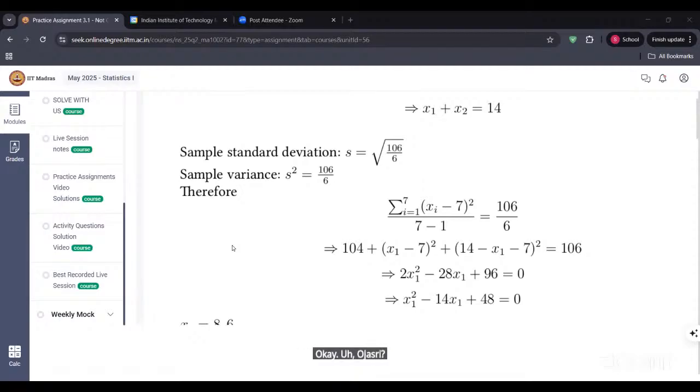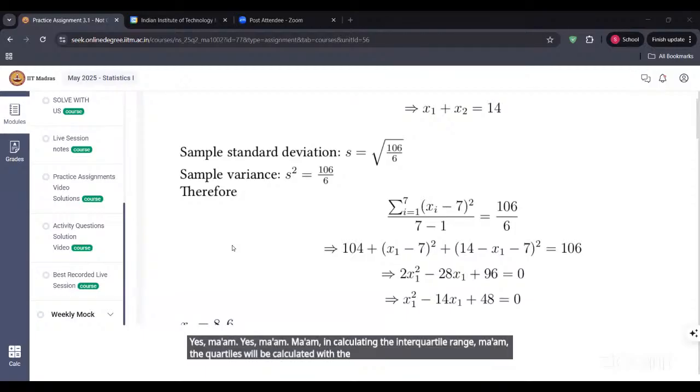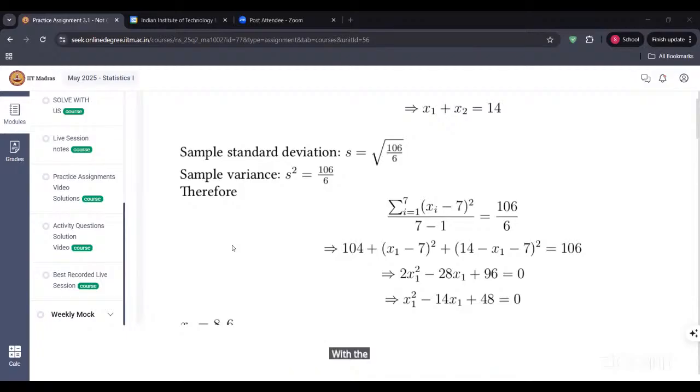Ojasvi, you have a doubt? Yes, ma'am. In calculating the interquartile range, the quartiles will be calculated with the formula which ma'am taught or with the formula of Google Spreadsheet? For the interquartile range, we have to calculate the quartiles, meaning the 25th and 75th percentile. Just go with the formula which I have taught. Okay, ma'am.